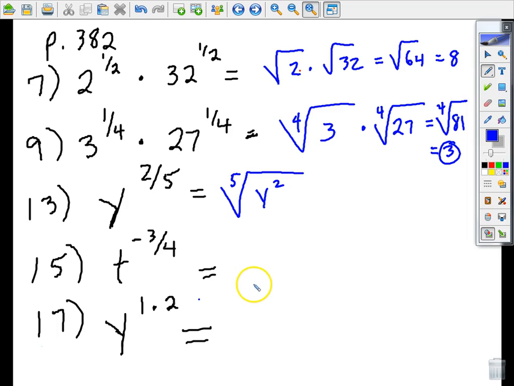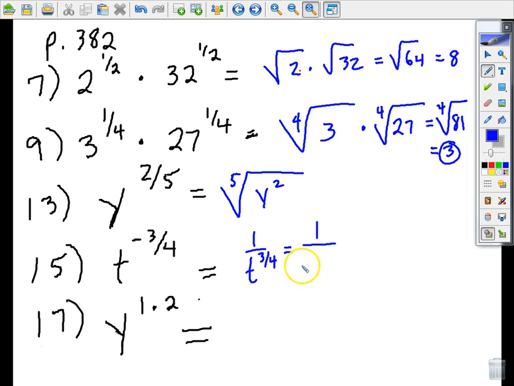Let me go with Emily. Changing t to the negative 3/4 into a positive exponent, you would do 1 over t, then it would become t to the 3/4. Nice. Okay, Emily, I'm going to stay with you. Now change this into radical form.